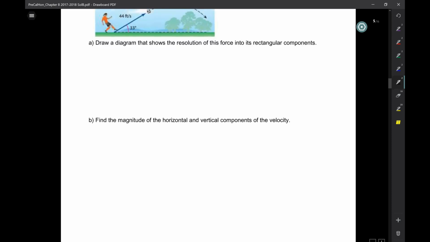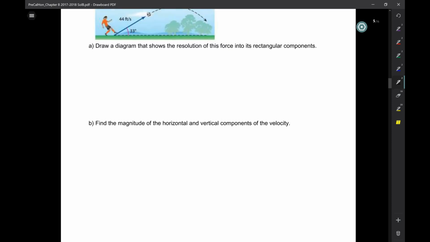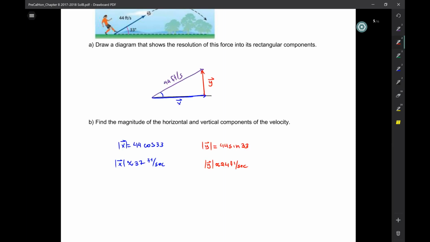So I'm going to give you 5 minutes to do A and B here. Go. I'll stop this for 5 minutes. So I rounded to 37 and 24, so it's about 37 and about 24 feet per second. And it'll specify on your test or quiz to how many decimals you're going to go. So you would exert more energy going this way than that way, because that's like 37 feet per second and 23 feet per second.